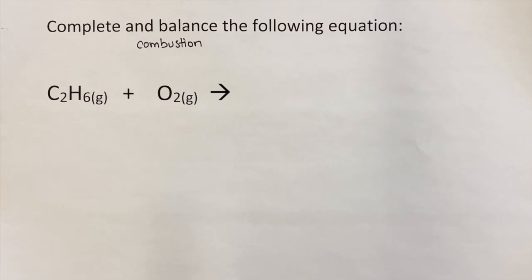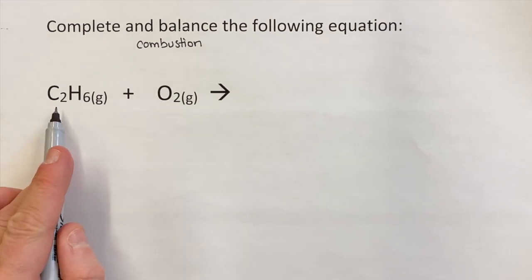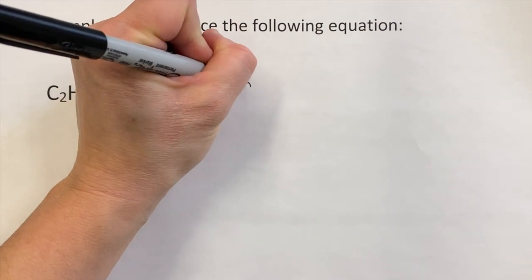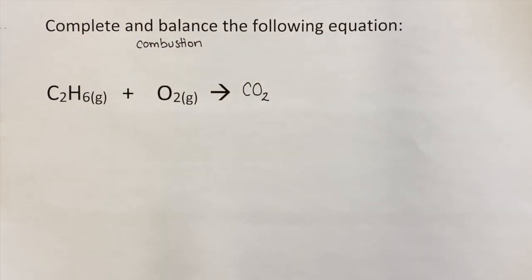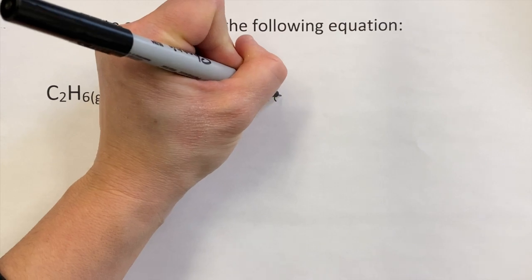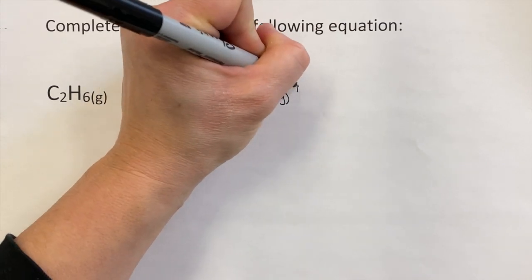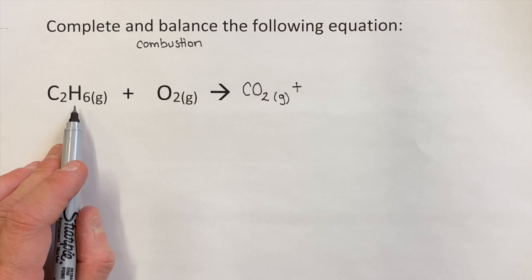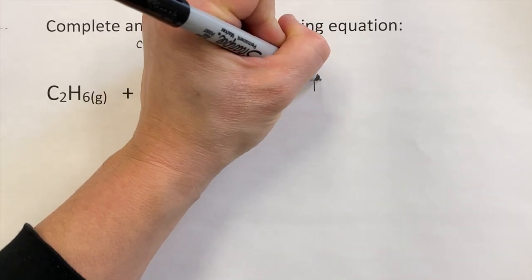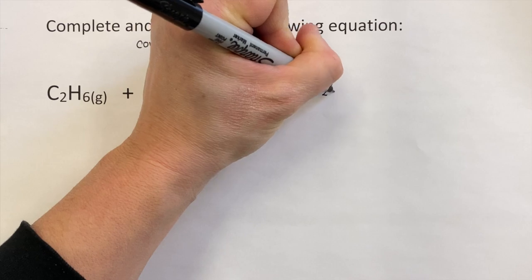When we have combustion reactions, the products depend on what's being combusted. So anytime carbon is being combusted completely, carbon dioxide is a product. Carbon dioxide is a gas. Whenever hydrogen is being combusted, water is a product. And because combustion takes place at high temperature, typically above 100 degrees Celsius, the water that's a product is also a gas.